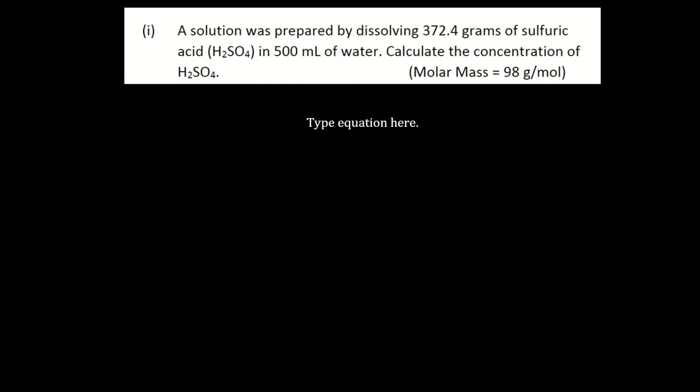A solution was prepared by dissolving 372.4 grams of sulfuric acid in 500 milliliters of water. Calculate the concentration of sulfuric acid in this prepared solution. Well, let's start out with the fact that we know that we have 372.4 grams of H2SO4. And essentially, what we need for concentration is moles of our solute, sulfuric acid, divided by volume in liters of our solvent, which is water.